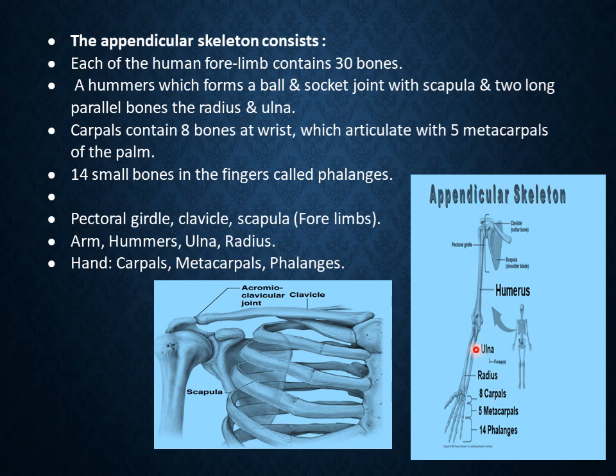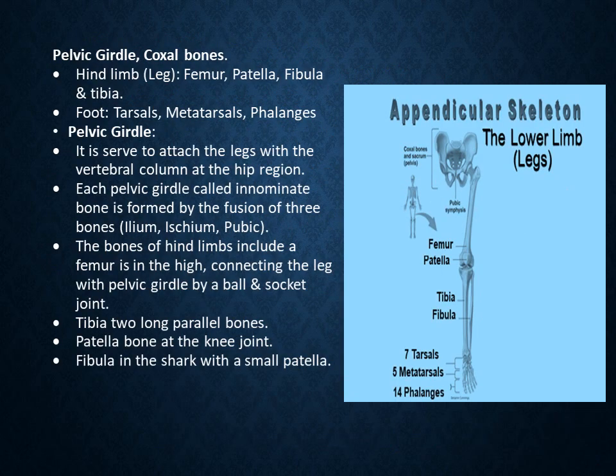That is the ulna bone, that is the radius bone. These are the 8 carpals, or wrist bones. These are 8 in number. These are the 5 metacarpals, meaning palm bones. There are 14 bones found in the digits or fingers, known as phalanges. They are shown in this figure. I hope you understand.